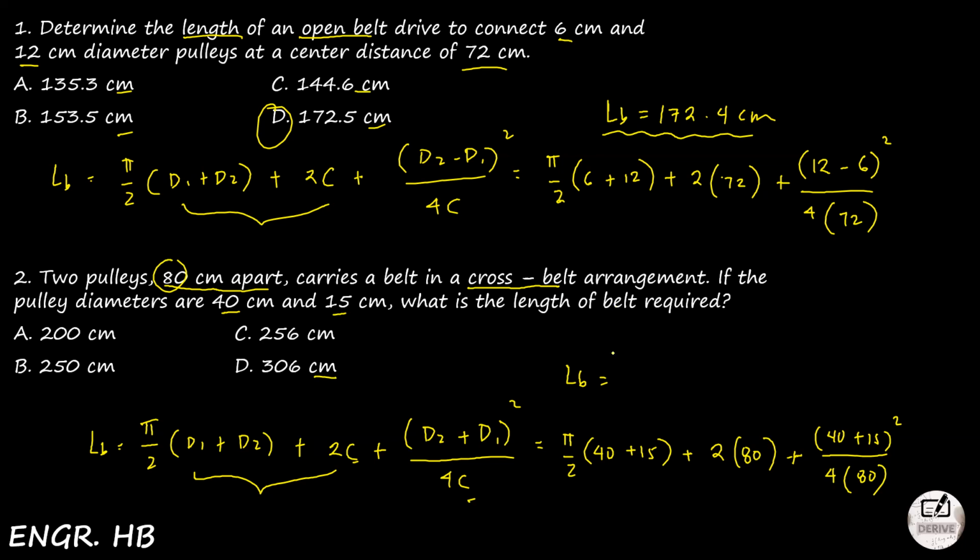So the length of the belt is 255.85 cm and wala ditong may decimal. Of course, this will be automatically converted to its nearest ones digit. So that was 256 cm. So obviously, the answer is the letter C.